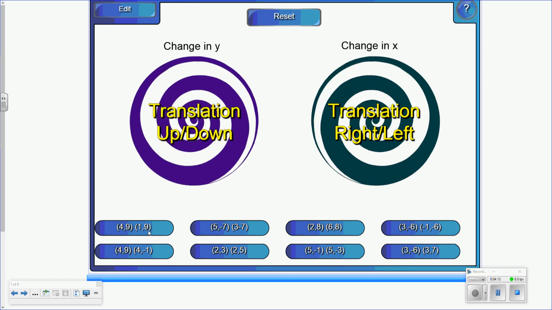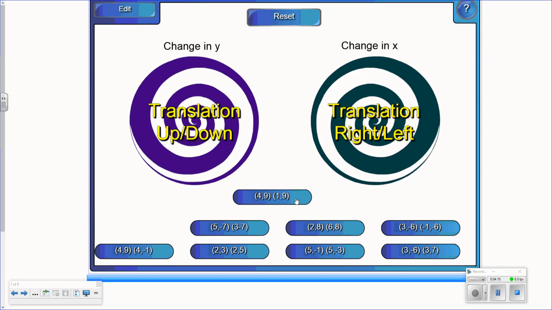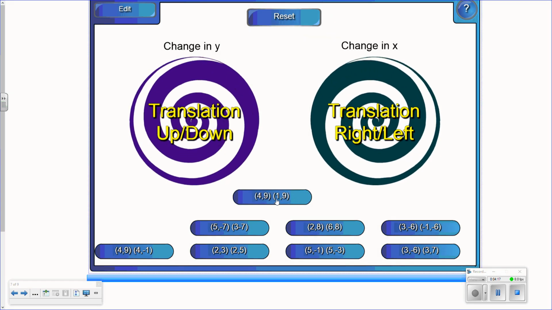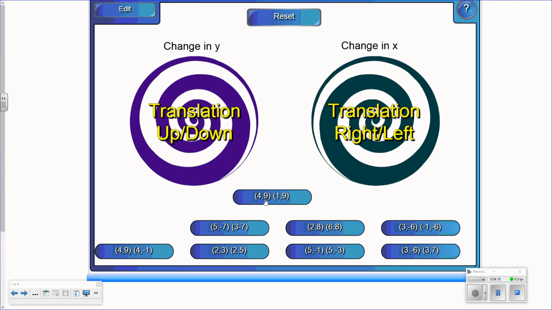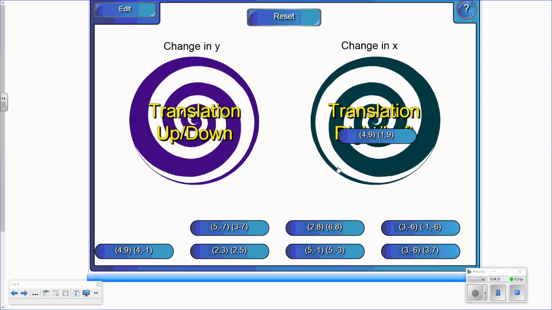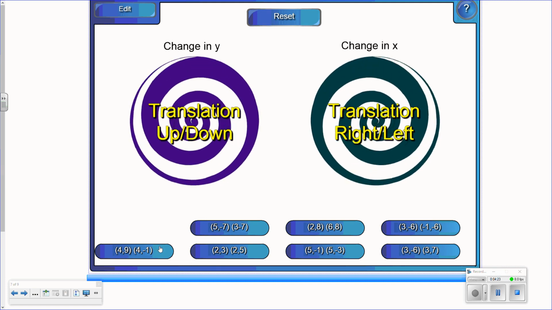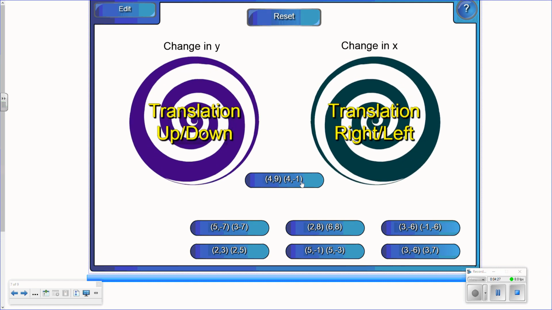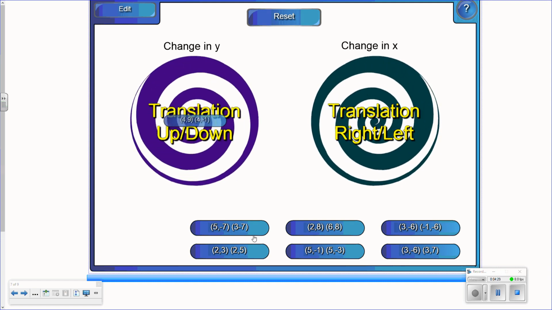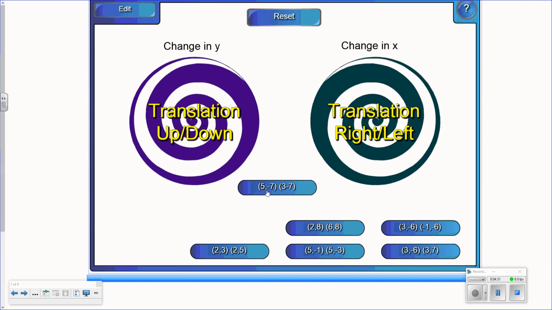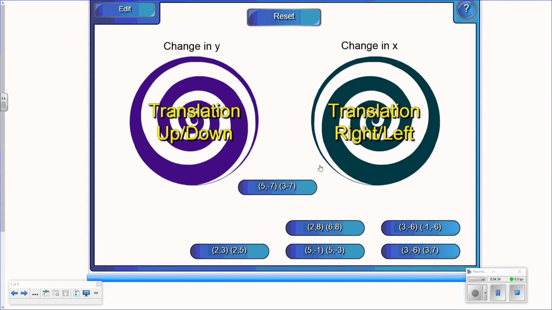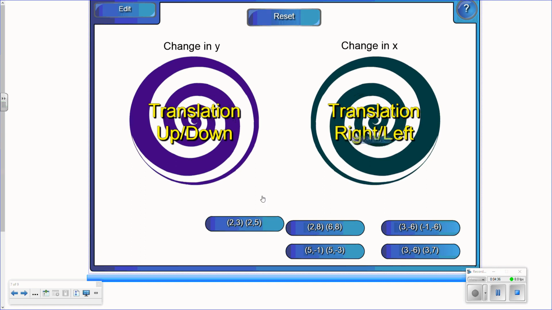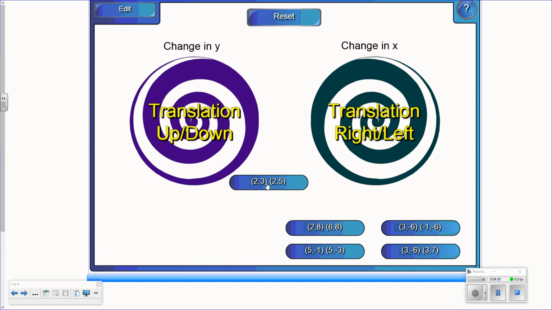We're looking at these ordered pairs, and we're saying, okay, what changed? The x's are different, but the y's are the same. So I changed the x, that means it's going left or right. In this one, the x stayed the same, they're both 4s, but the y changed. In this one, y is the same, x is different. In this one, x is the same, and y is different.